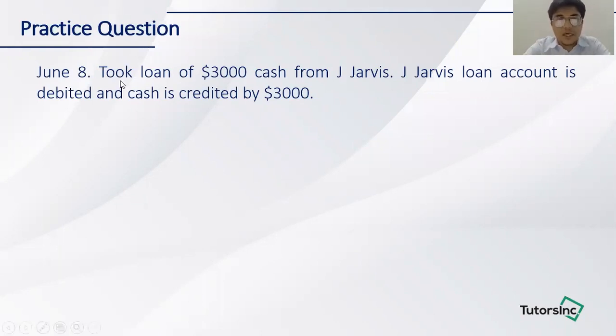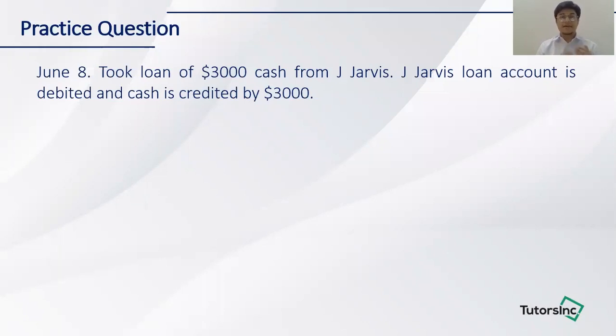Now notice carefully. We took loan of $3,000 from J. Jarvis. This means we have received cash of $3,000 from J. Jarvis. In this case, cash was supposed to be debited by $3,000, and since J. Jarvis is a liability for us as we have taken a loan from J. Jarvis, it was supposed to be credited by $3,000. But instead of crediting J. Jarvis loan account by $3,000, we have debited this account, and instead of debiting cash account, we have credited this account by $3,000.